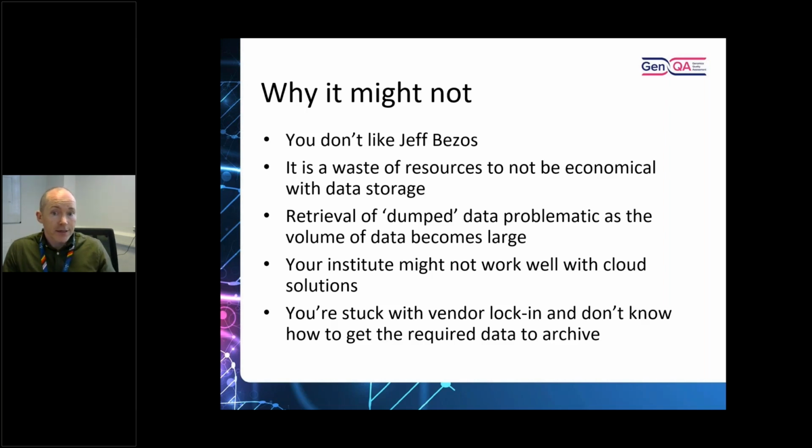So the other downside is that it can be a waste of resources. And if you overuse your data storage, it becomes relatively expensive because you're storing a lot more data than you would have done if you took that controlled capital expenditure move at the start. The retrieval of dump data, and it's not dump data, it's data that we're just kind of shoving into the cloud, can become problematic, because the volumes of data will become significantly larger than they would if you had a discard policy or a do not store policy for some of your data.